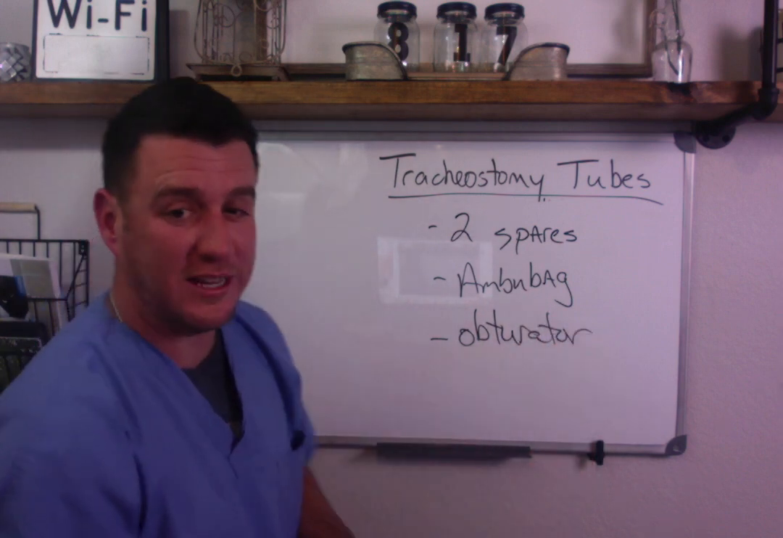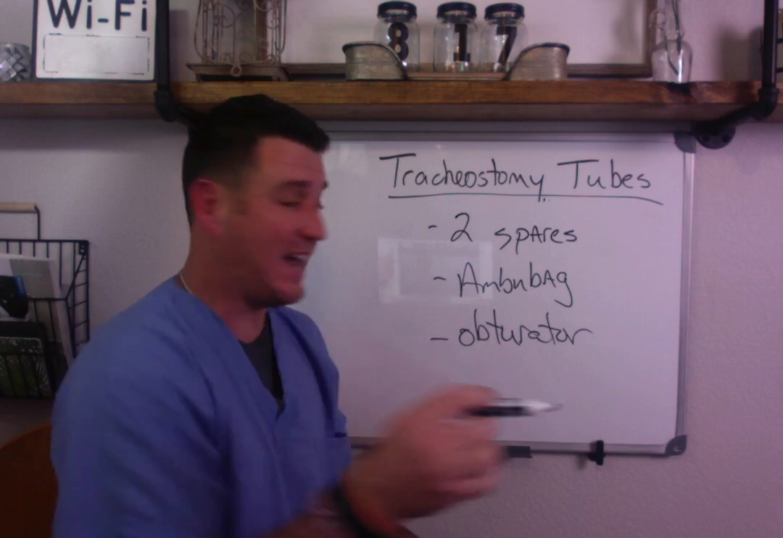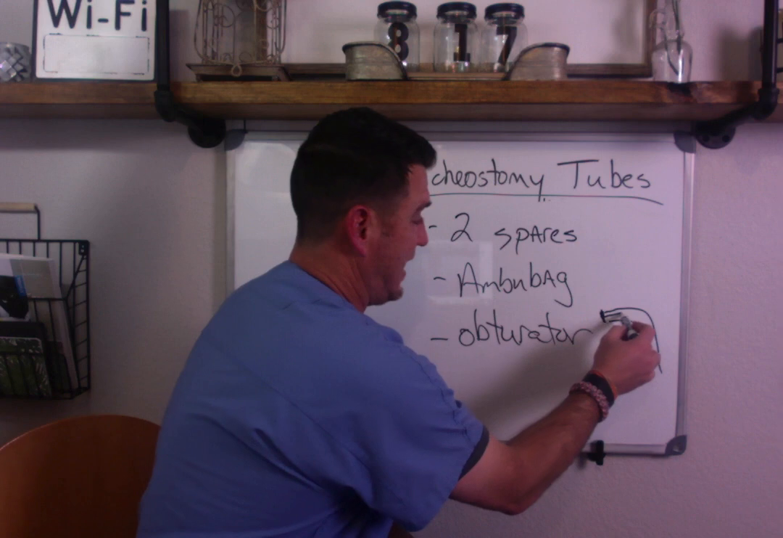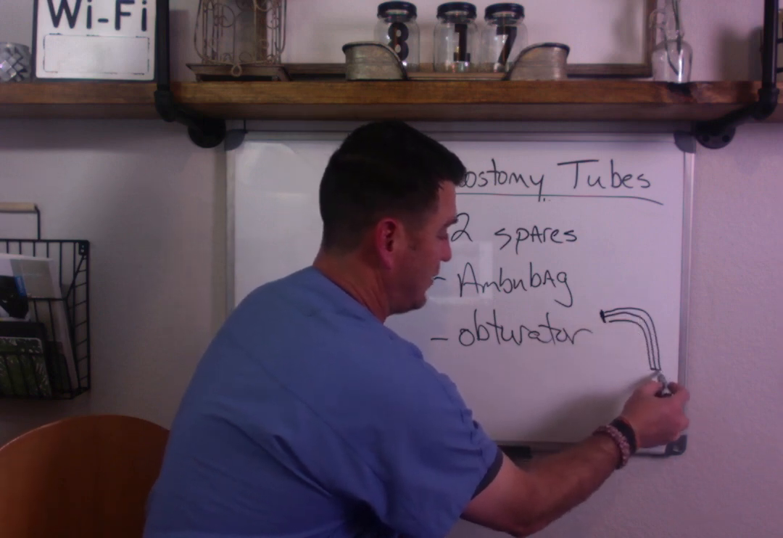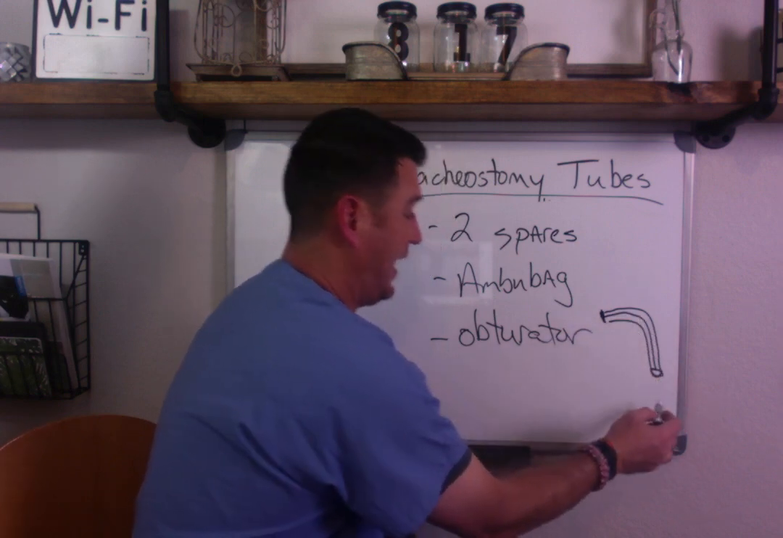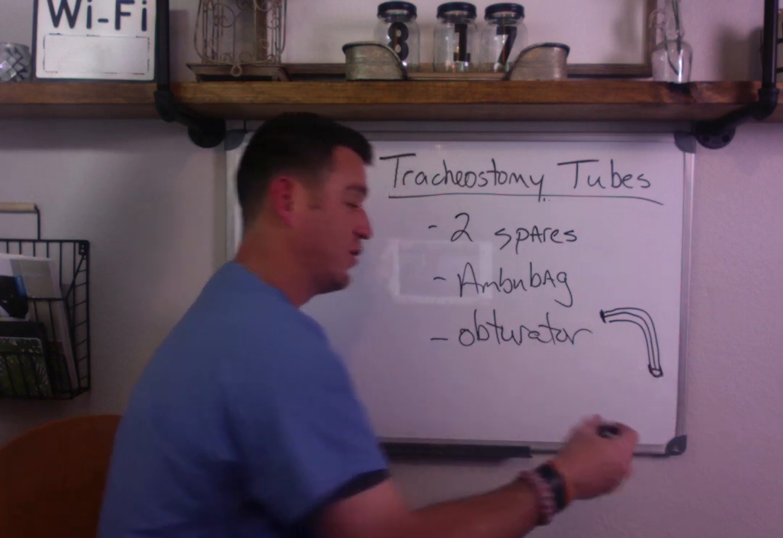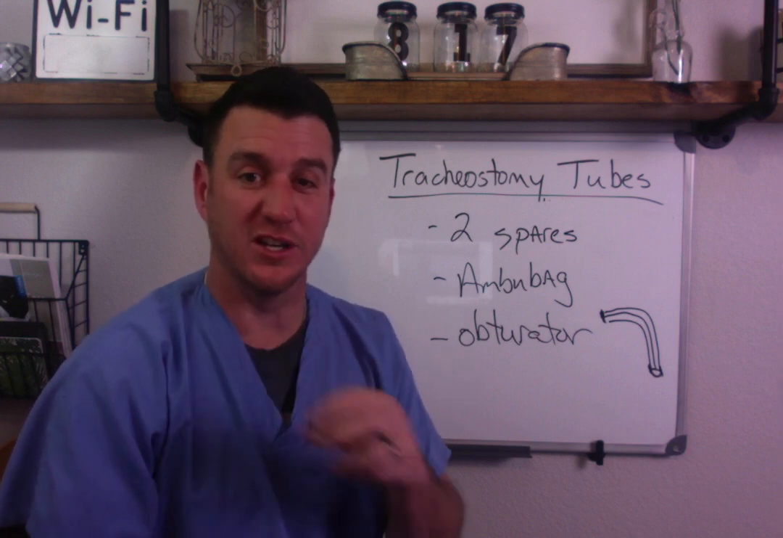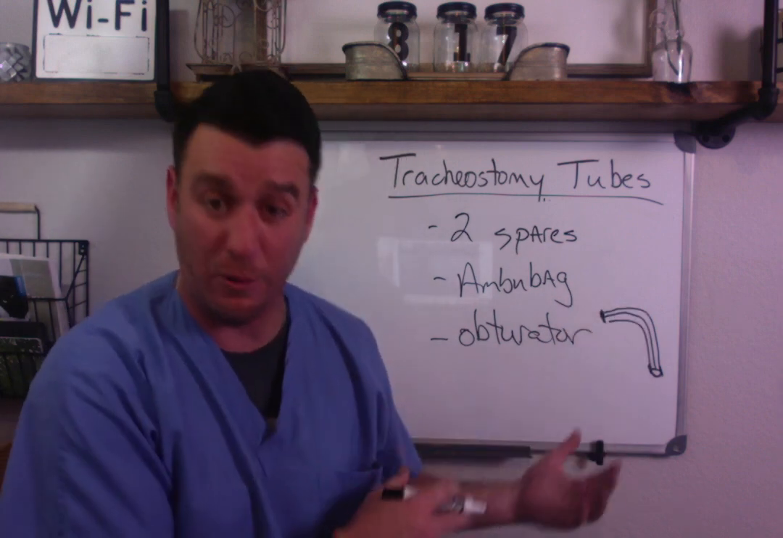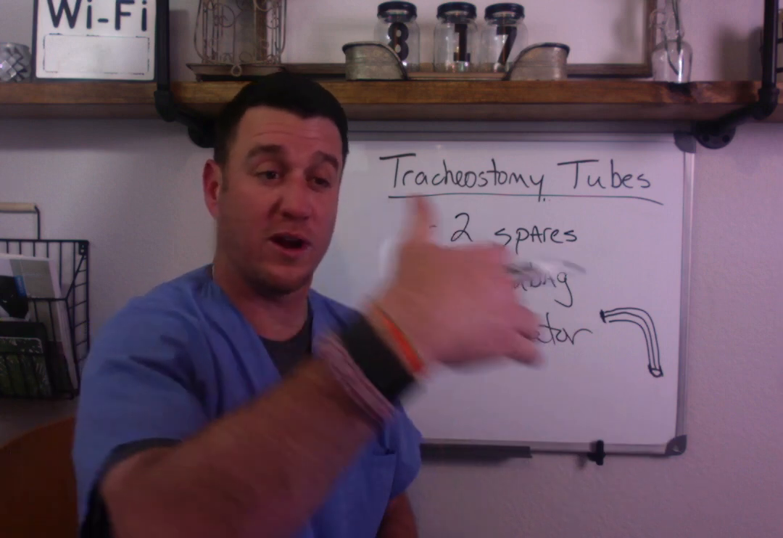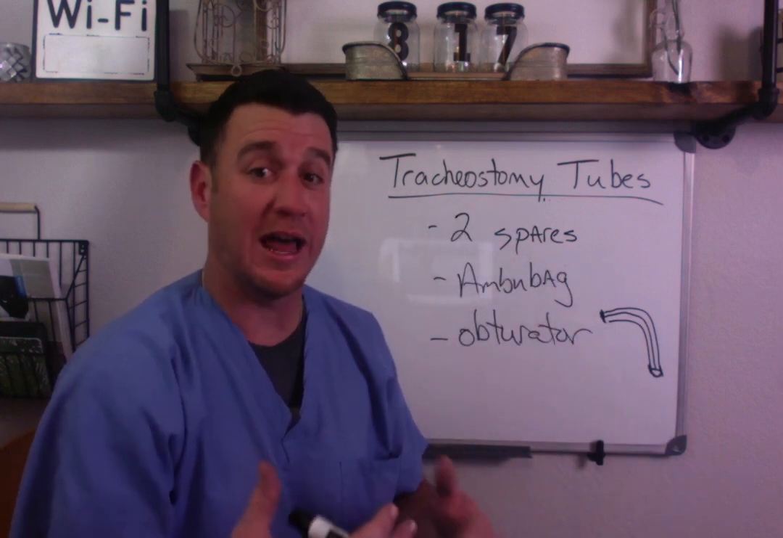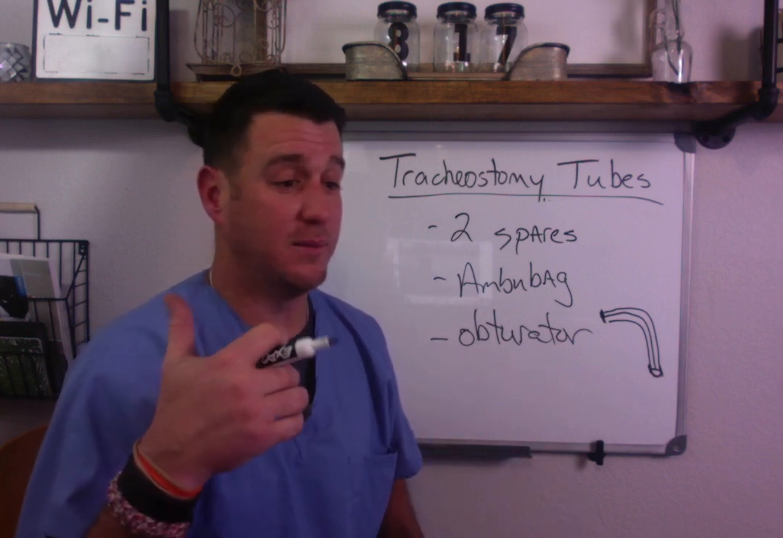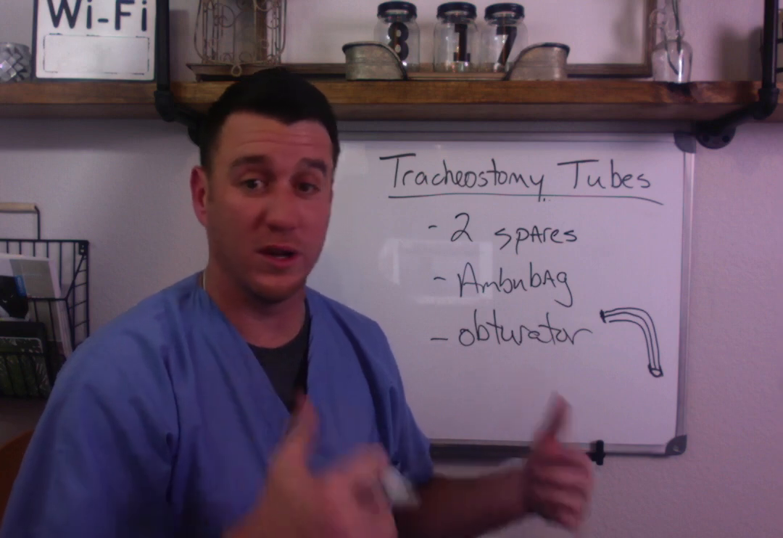Remember, the obturator is the device that goes inside the trach tube. So this is your trach tube. The obturator goes inside and has a rounded point on the end of it. And this rounds these edges so that when you insert a tracheostomy tube, you don't tear tissue because of the rigidity of the tracheostomy tube without the obturator. So the obturator creates this rounded edge that will allow you to reinsert the tracheostomy tube in the case of it being removed accidentally or dislodged.